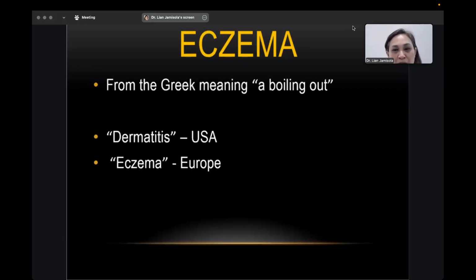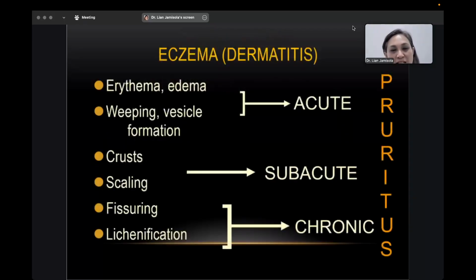This came from a Greek word meaning boiling out. Okay, so sa US, it's called dermatitis. Sa Europe, it's called eczema. So it has 3 stages: acute, subacute, and chronic. All of these stages will be characterized by pruritus or sobrang makati. These lesions are really itchy.